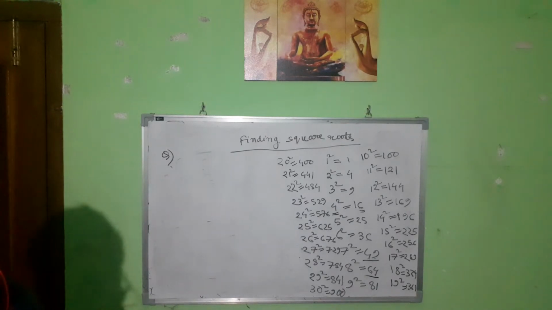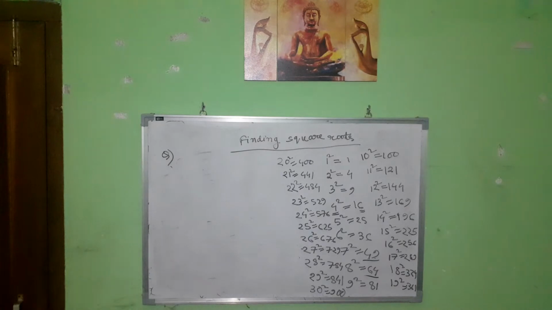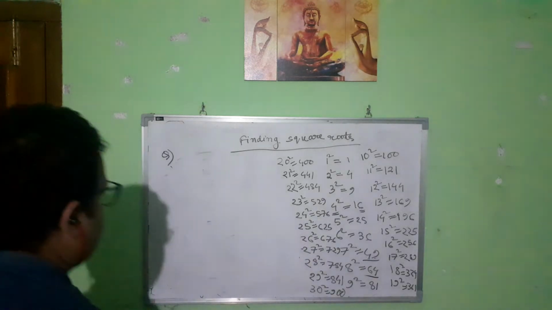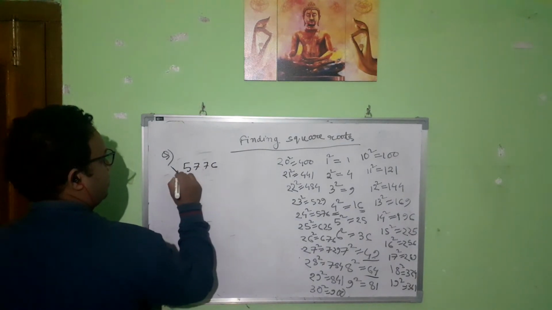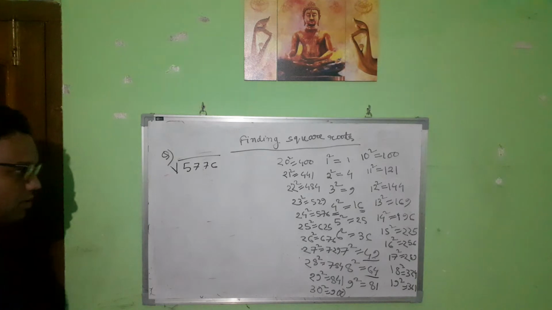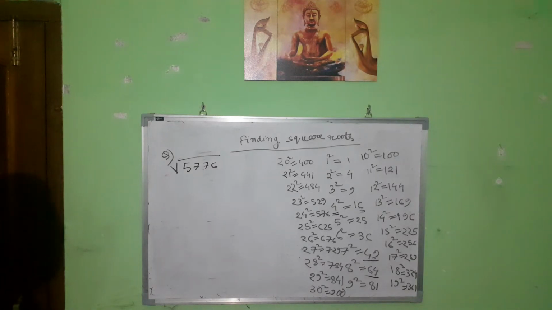For the example, we will take a 4-digit number. We need to find the square root of a 4-digit number. The number is say 5776. We need to find the square root of this particular number. So we need to do two things first.